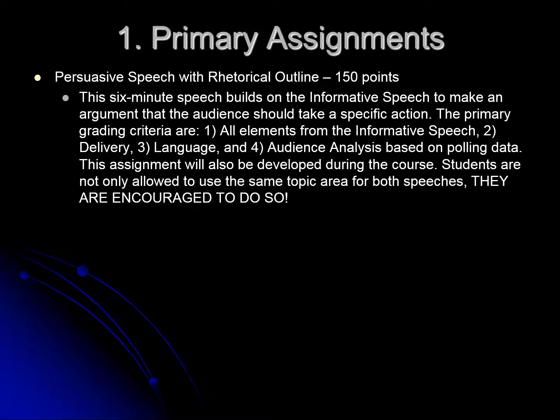Now, not only can you do the same topic for both speeches, the informative and persuasive variety, I really encourage you to do so because it means the research will be better. It means you'll actually be able to go further with the second speech because you'll have already done a lot of the informative stuff in the first one.